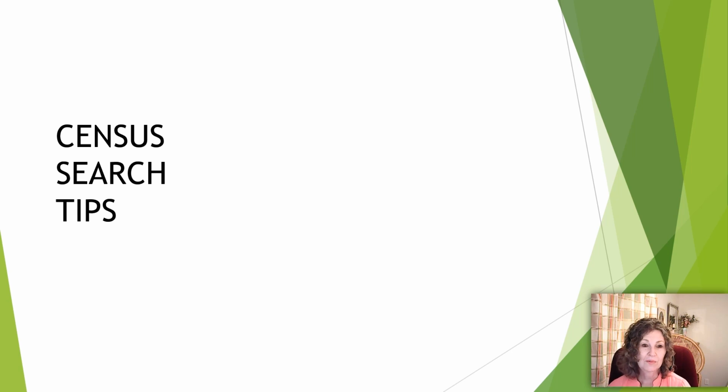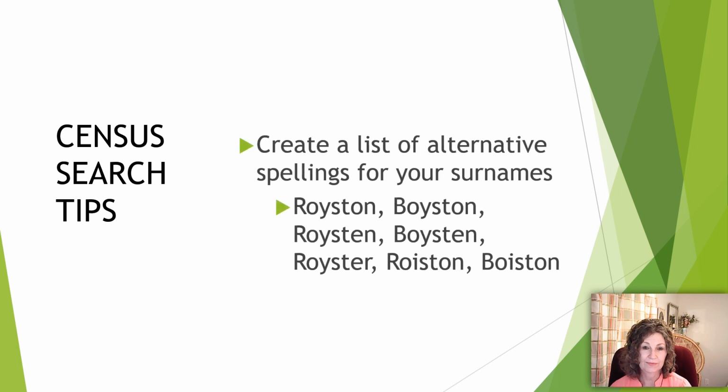Now, census search tips. What can help you in this search? Well, here's something that you may not have thought of, but as we all know, the census takers didn't always know how to spell our ancestors' surnames. Our ancestors didn't always know how to spell their surnames. So as you find different spellings for your surname, keep a list. And then you can go through that list as you're doing your search. Some algorithms will pick up the R or the B, but some may not.